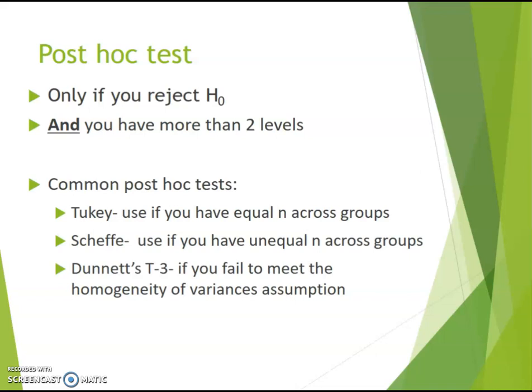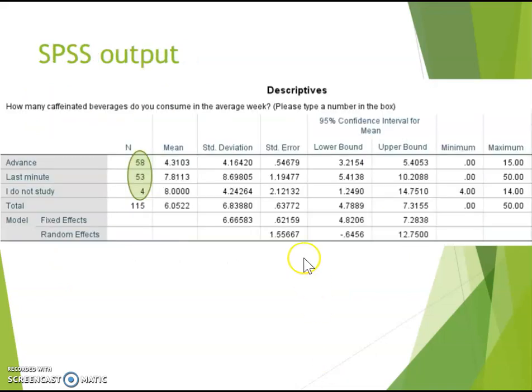So if you're unsure of how many people you have in each of your different groups, an easy way to identify this would be to look back at your descriptives in your output here. It tells you how many people you have in each group. So that helps you determine which of the post hoc tests would be appropriate to use. So since the values for our n's are not equal across our different groups, that would mean that the Tukey test would probably not be appropriate for us to use here. So we're going to go ahead and use the Scheffe test.